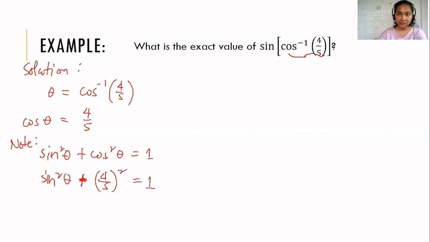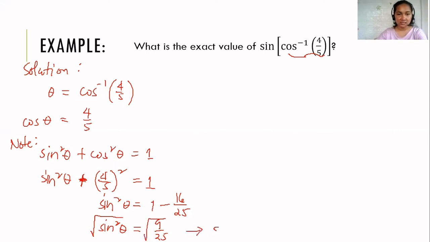If we solve for sine squared theta, we'll have sine squared theta equals 1 minus 4 squared over 5 squared, which is 16 over 25. Thus, sine squared theta equals 9 over 25. And to find sine only, not sine squared, we have to get the square root of both sides of this equation.